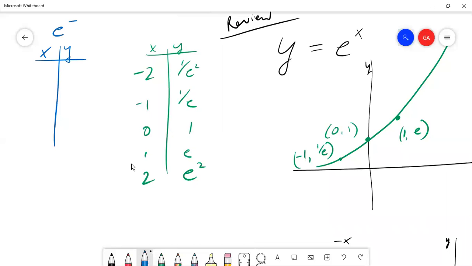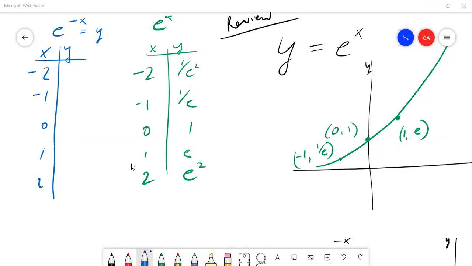So this is e to the negative x, and this was e to the x. So e to the negative x. I'm going to put in the same points. Okay, and what would y be when x is -2? Let's see here.